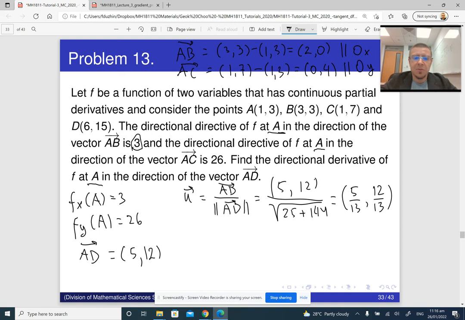So the answer is going to be just the dot product of u and our gradient vector. So the answer is going to be 3 times 5 over 13 plus 26 times 12 over 13, which is 327 over 13.